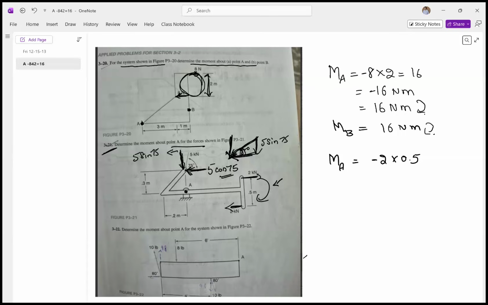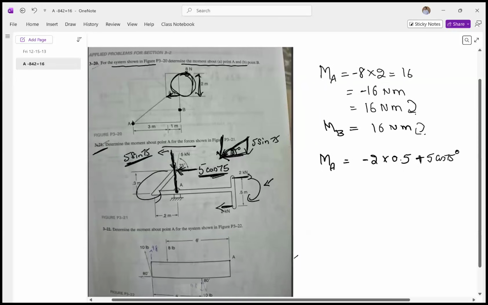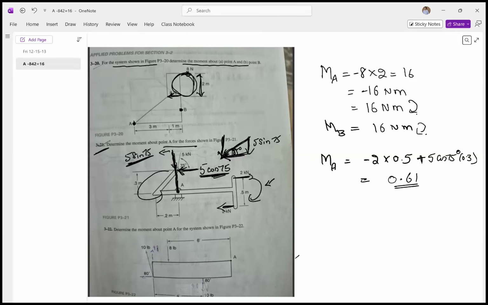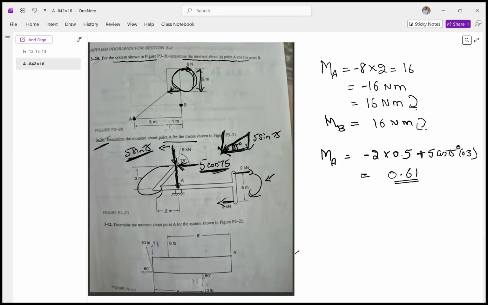If I see this 5 sine of 75, the line of action is the same as point A, so there is no perpendicular distance, so this is useless. I'm only going to use this 5 cosine of 75, and this is trying to rotate it in the counterclockwise direction about point A. So this will be plus 5 cos of 75 degrees multiplied by 0.3 meters. Once you solve these values, that's going to come out to be 0.61. 0.61 is the final answer for this question.